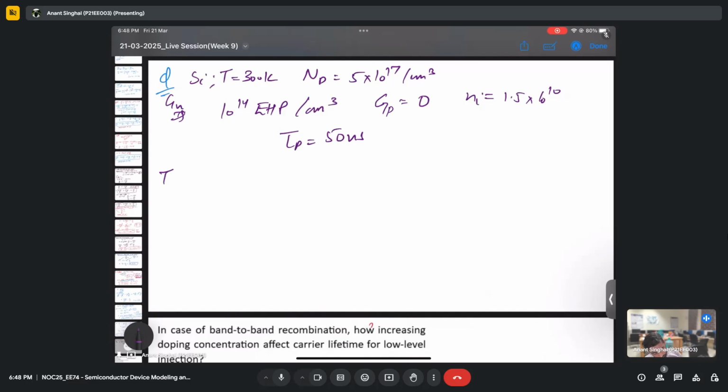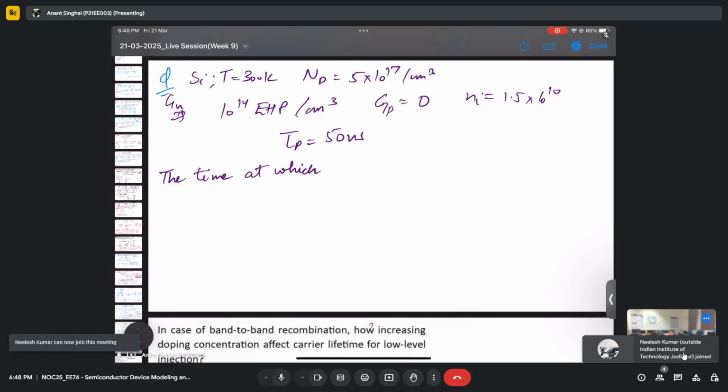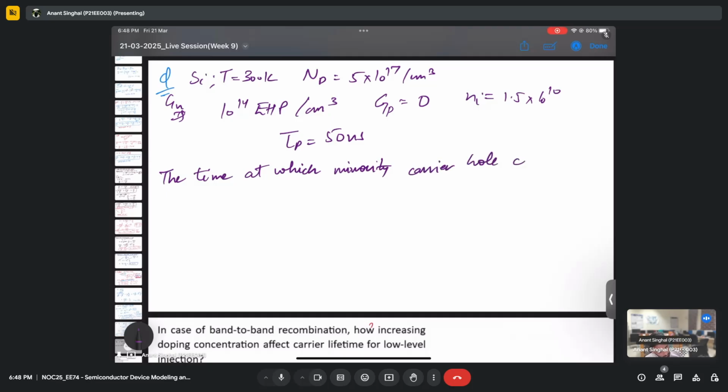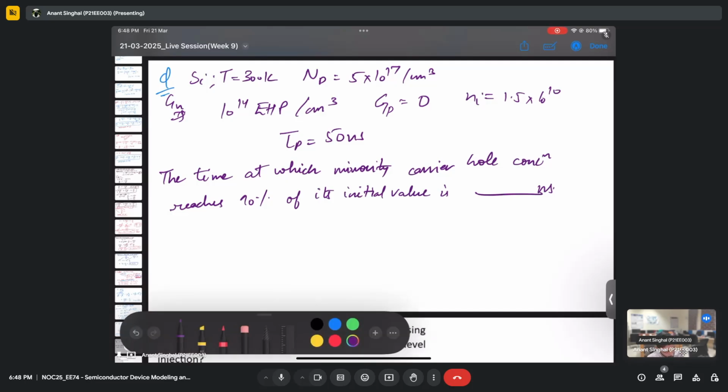So now the question is the time at which the minority carrier hole concentration reaches 10% of its initial value is how many nanoseconds. So this is the particular problem. So let me solve it by myself.